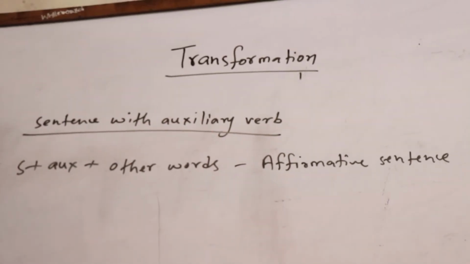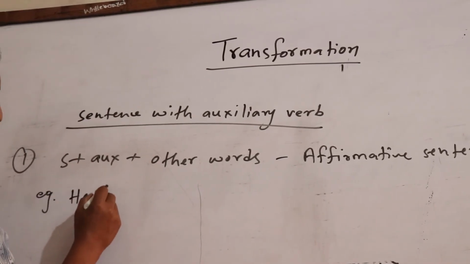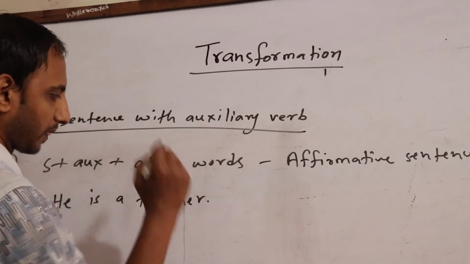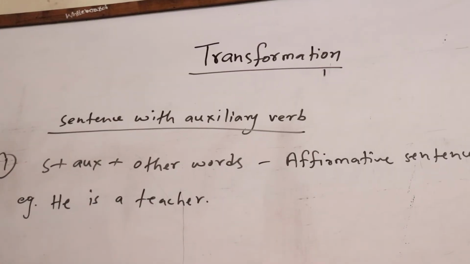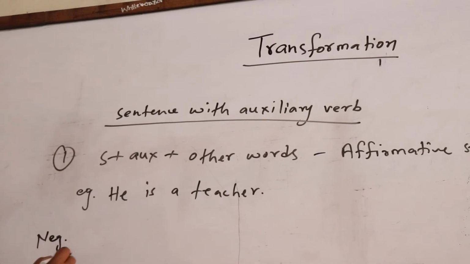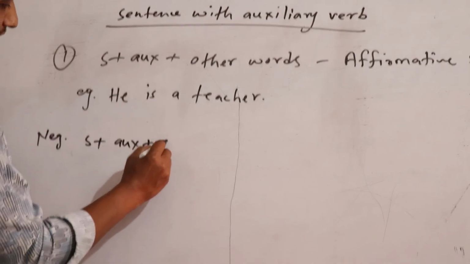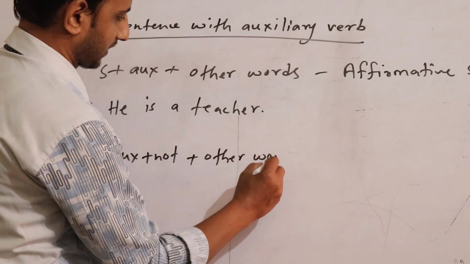So let's go with an example now. Example: subject he, auxiliary is, a teacher. He is a teacher. This is an affirmative sentence. Now, what is the structure of negative sentence then? Subject plus auxiliary plus not plus other words.